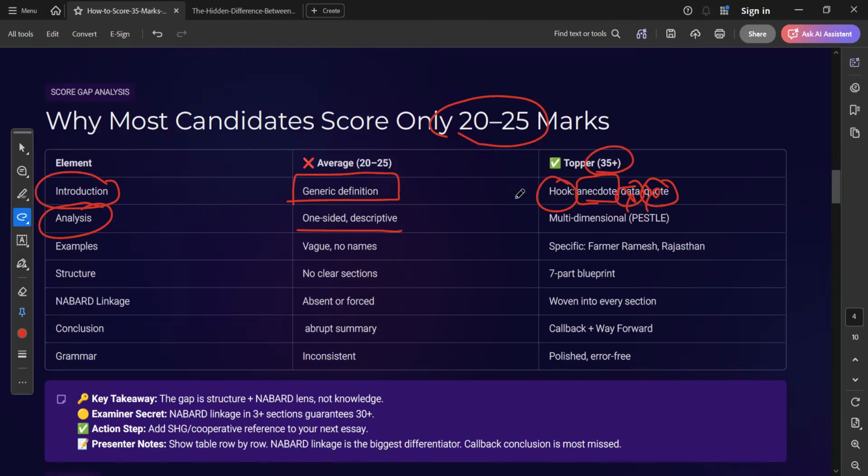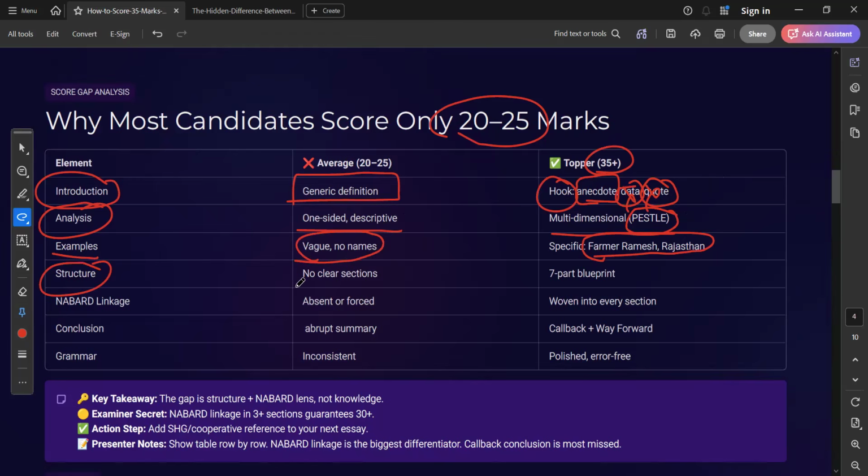Then analysis has to be there. One-sided descriptive, no. You have to do multi-dimensional analysis. For example, PESTLE: political dimension, economic, social, technological, legal, environmental, many other things. This is not a hard and fast rule that you have to follow. You can come up with your own framework that can help you. But this is one thing that many people use. You have to put examples, not vague ones, with names. If you are creating some example, you have to give a name to that farmer, like Farmer Ramesh from Rajasthan. This makes a certain impact.